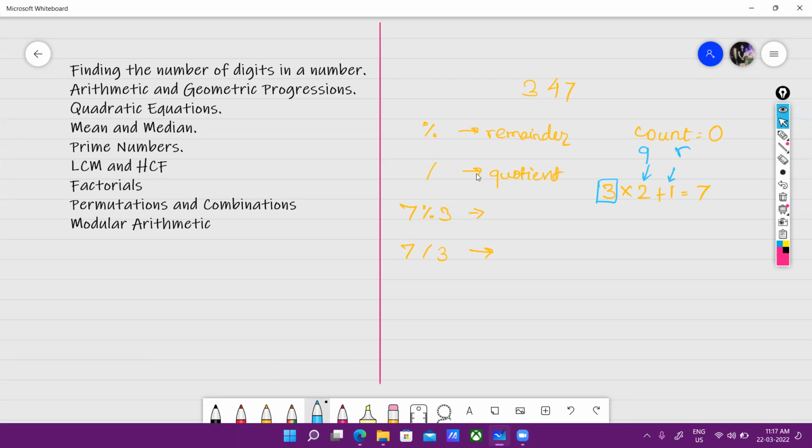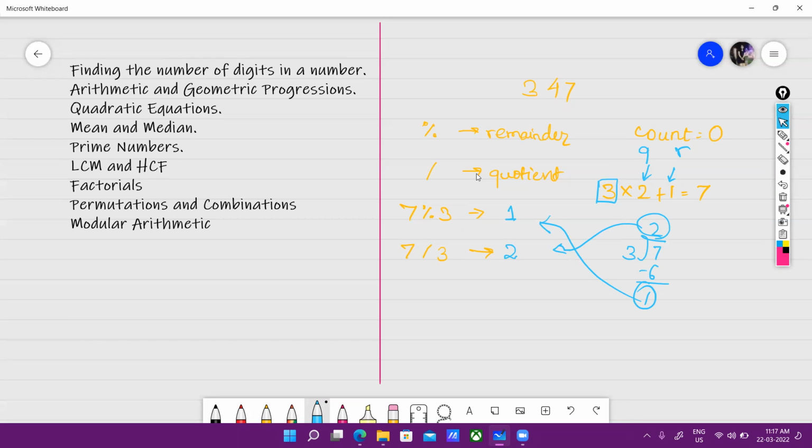So in 7 modulo 3, the answer would be 1, because when dividing 7 by 3 the remainder comes to 1. And in the division, the quotient is the answer, which is 2.